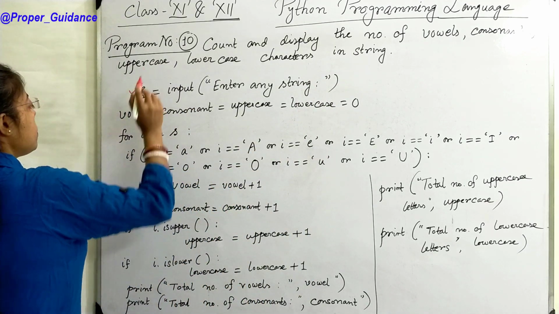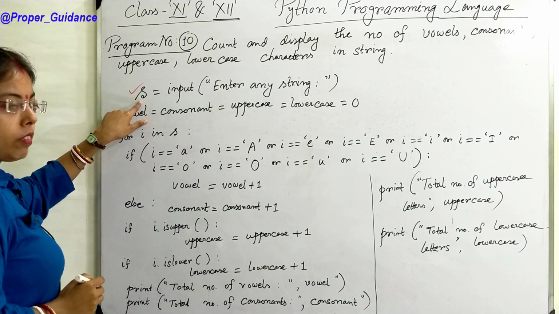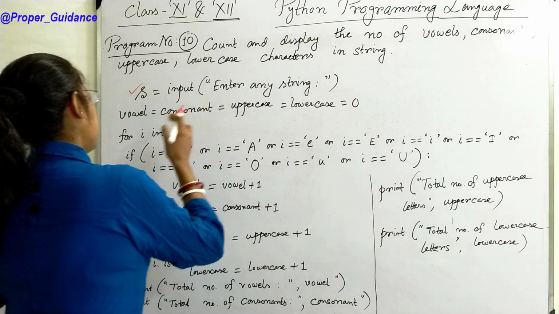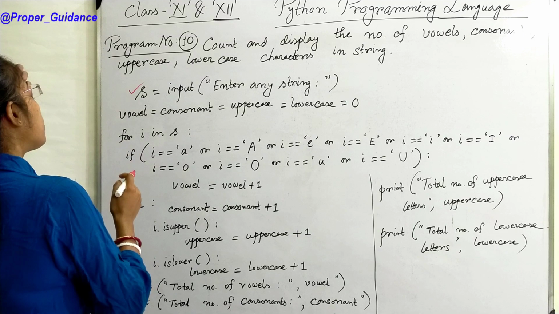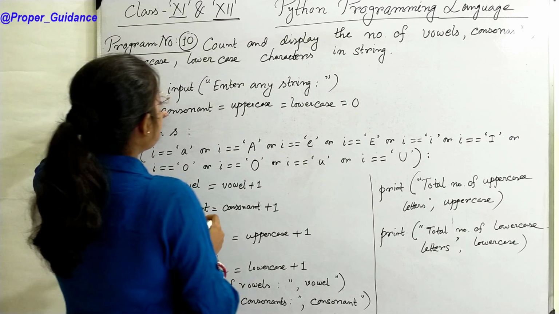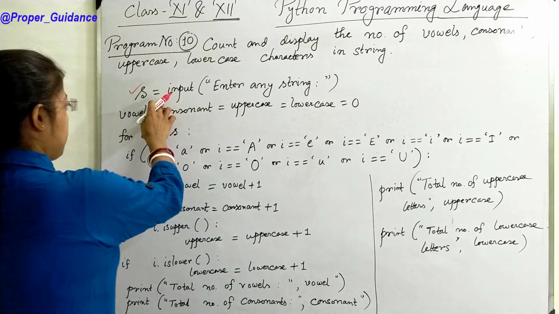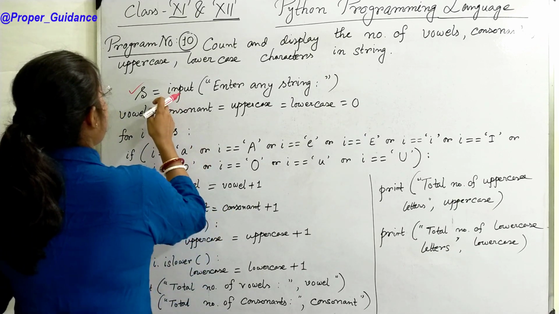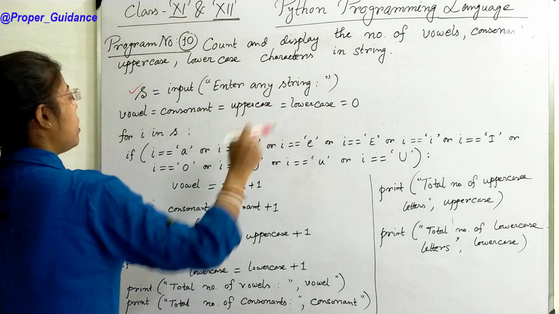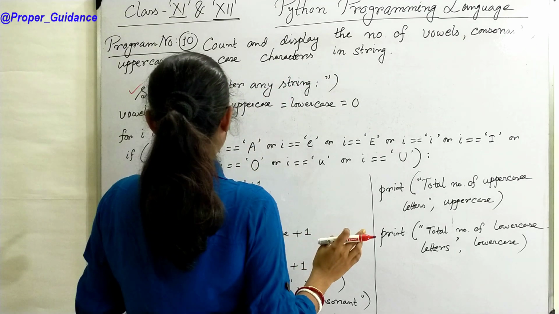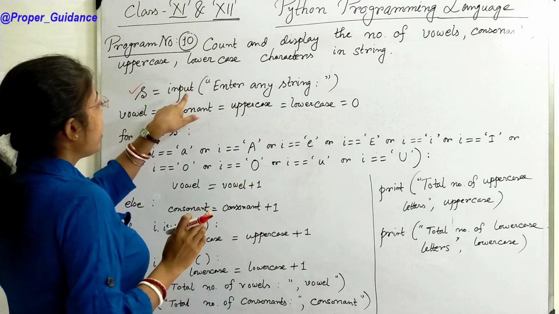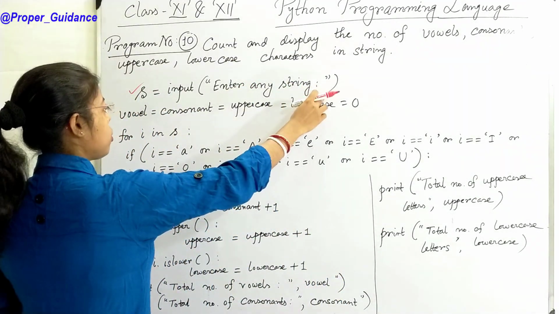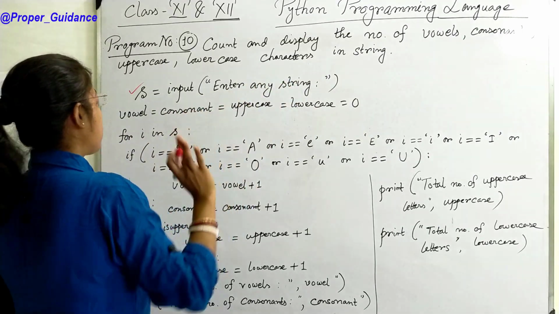See here, this is the variable for the string and I take it as s. s equals input. The same method is used here also, the input method, but I have not written the data type here. You may consider the data type also. If you want, you can write str and then give the parentheses also. That is optional. Input, enter any string.